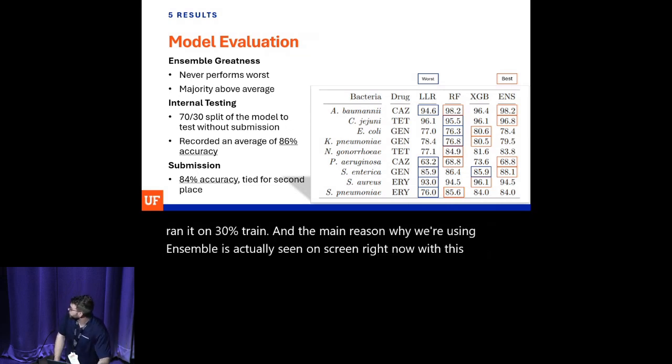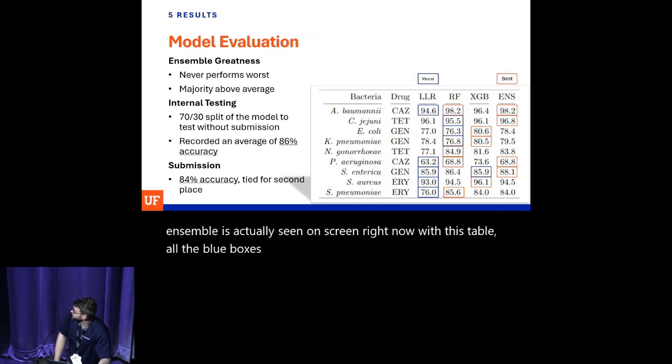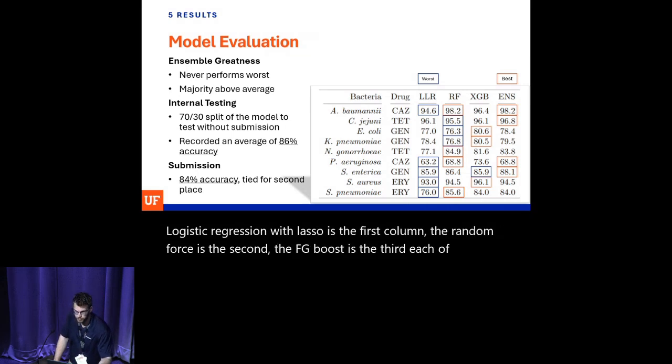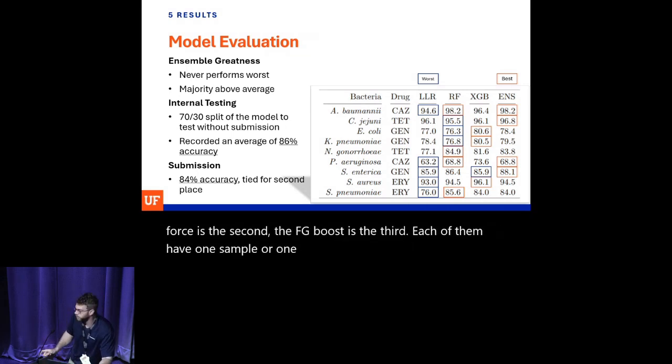And the main reason why we use the ensemble is actually seen on screen right now with this table. All the blue boxes indicate the worst accuracy for the row. And as you can see, the logistic regression with lasso is the first column, the random forest is the second, the XGBoost is the third. Each of them have one bacteria antibiotic combination that they perform the worst in. The ensemble has none of those.